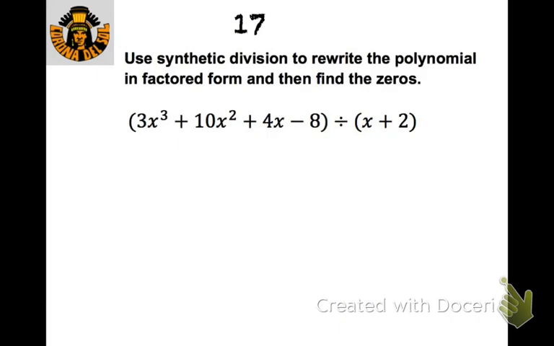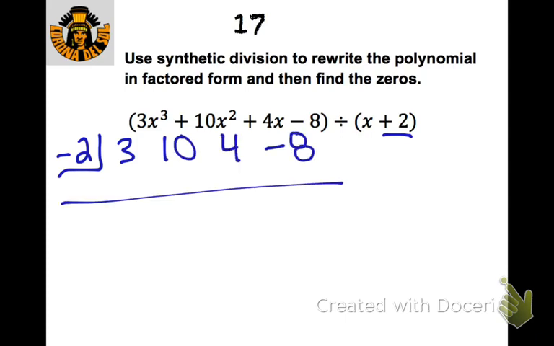Okay, good on that one. Okay, so this one's just synthetic division. Oh, no, same directions as the last one. So it's set up as x plus 2, so that means we put a minus 2 in the box, and then we take out the coefficients. So 3, 10, 4, and negative 8.